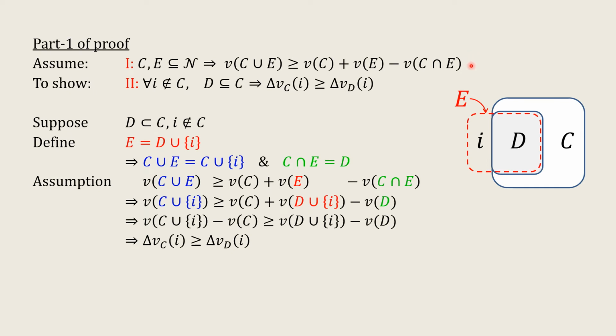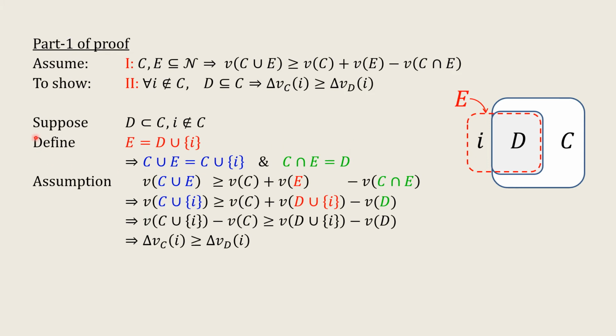This is the original definition of a convex coalition. And then we have to show that this property holds: the marginal contribution of agent I to the larger coalition C is greater than or equal to the marginal contribution to the smaller coalition D, which is a subset of C. And here I use C and E because this property holds for any pair of coalitions. So I just choose to name my coalitions C and E here.